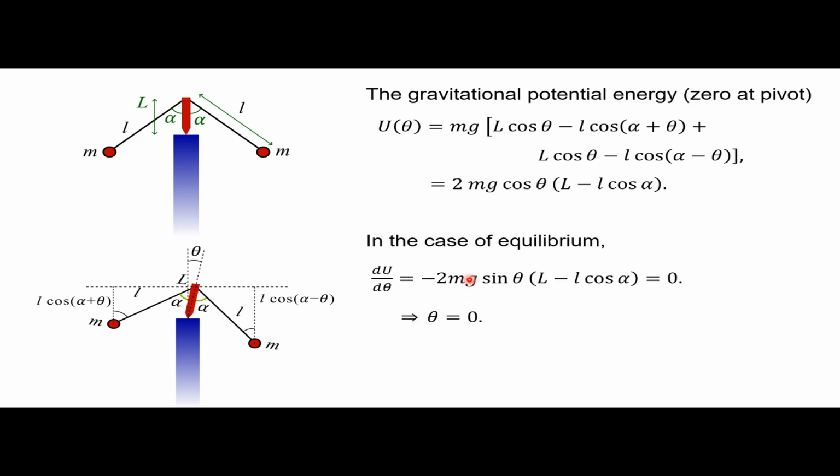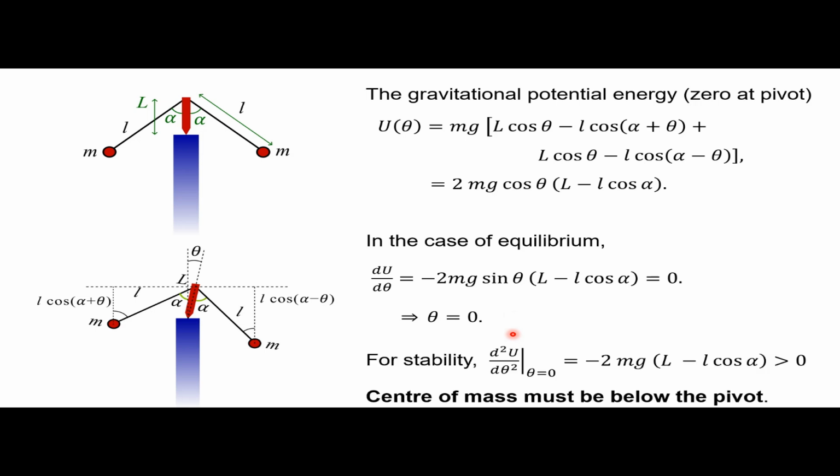For the case of equilibrium, dU by d theta should be 0. So in the potential energy expression, we see that only cos theta has theta dependence. When we differentiate, this becomes minus 2 mg sin theta times L minus l cos alpha. This has to be 0. So that gives us a condition that when sin theta is equal to 0, or theta is equal to 0, we might get a case of equilibrium.